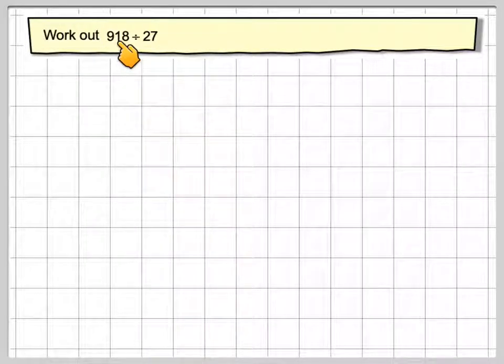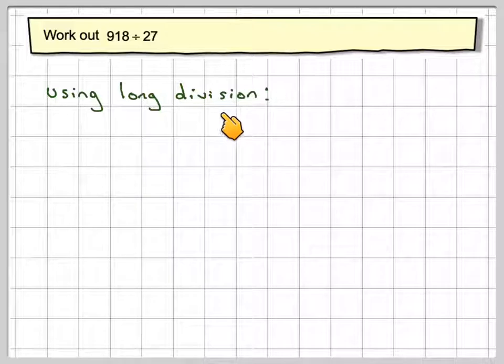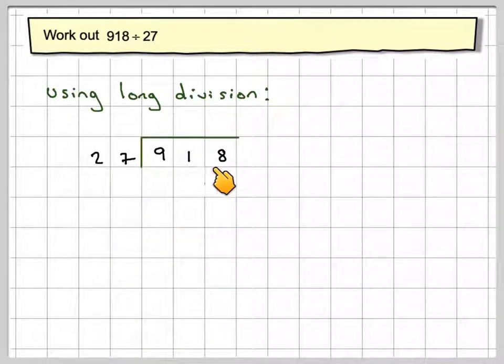Work out 918 divided by 27, and we're not going to use a calculator for this, so we're going to use long division. So setting out the problem correctly, we want 918 and we need to draw this line in, and 27, as opposed to short division where you normally draw this line this way. So you need to draw it up and across like that.